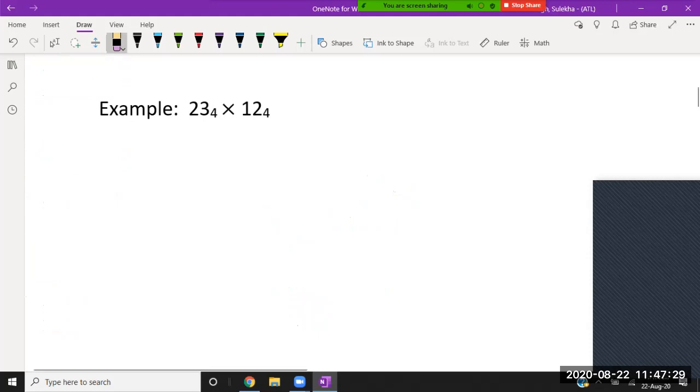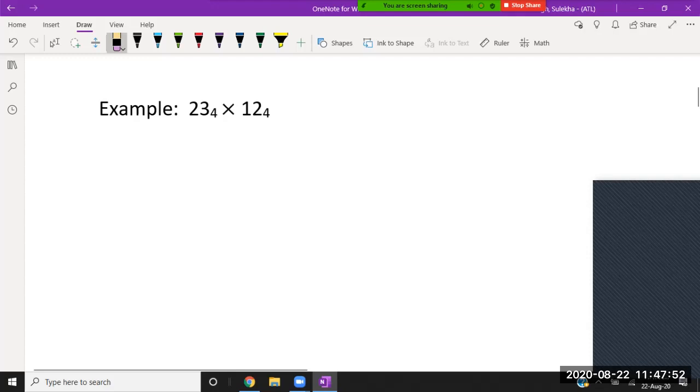If I change my base, take this example: 23 base 4 into 12 base 4. Listen to this one carefully. First thing, this is a valid number. 23 base 4 is a valid number, and 12 base 4 is a valid number. So you need to multiply these two numbers.